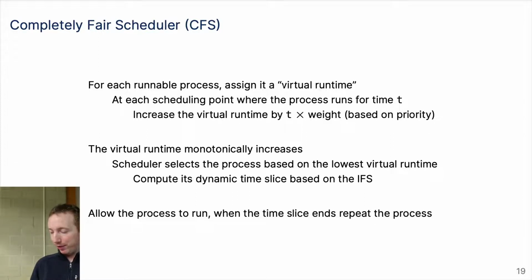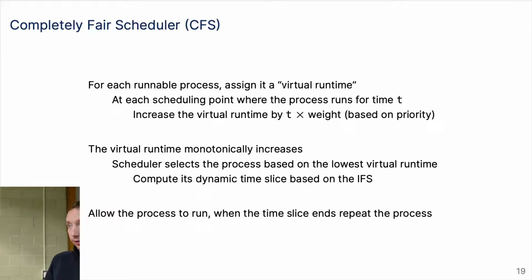So for each process on your machine, it assigns it a virtual runtime. And then at each scheduling point where the process runs for some time slice t, you increase the virtual runtime by the amount of time it ran for and the weight, which would be based off the priority. So this is why they use a lower number to represent a higher priority. If you are a very high priority process, you would only increase your virtual runtime by a little bit. And if you are a low priority process, you would increase your virtual runtime by a large amount. So the property of the virtual runtime is it monotonically increases, which is just a fancy math word for saying it never decreases. It only grows over time.